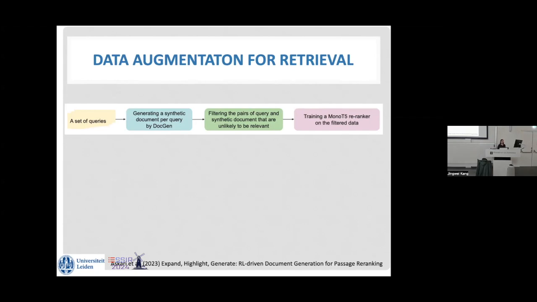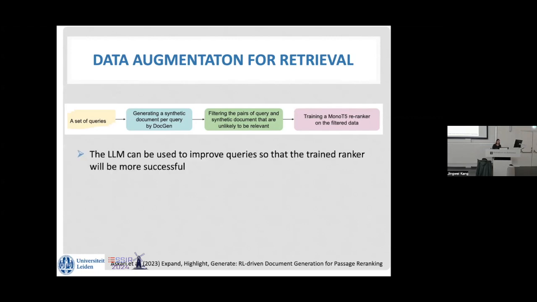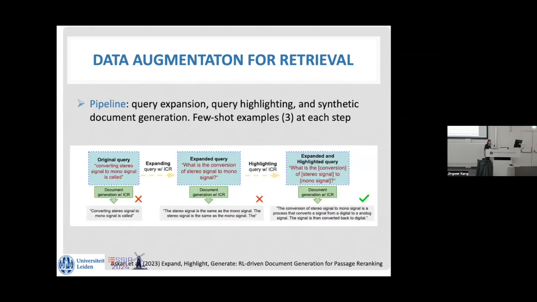That in itself was relatively low quality, so we then filtered based on a post-processing step, and then we trained the re-ranker on the filtered data. But it becomes more interesting if you use the LLM also to improve its own data. So here is an example.